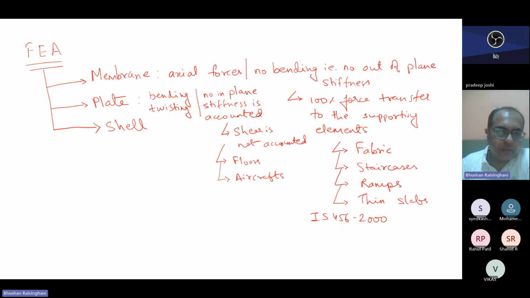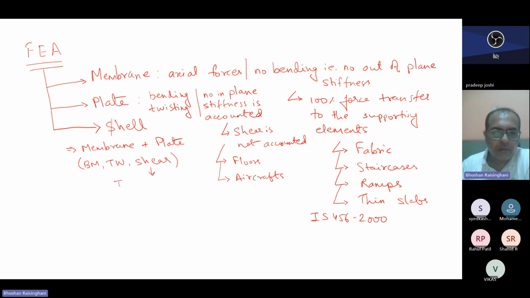Now, when we come to the shell, it is a second order tensor quantity, and it is a combination of membrane plus plate. So what it accounts for is the bending moment, twisting moment, and shear. So all three parameters are considered in this shell element. Now how much to consider here?